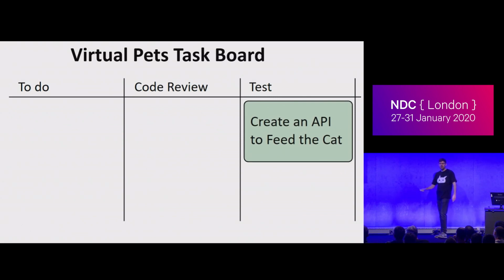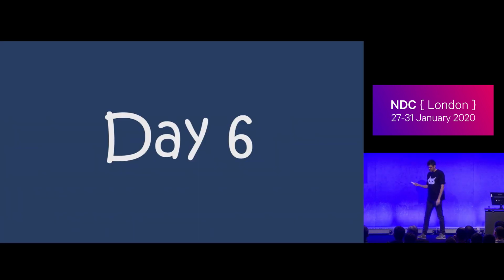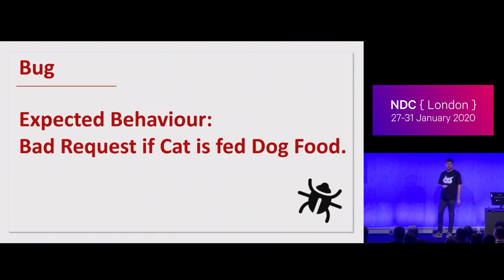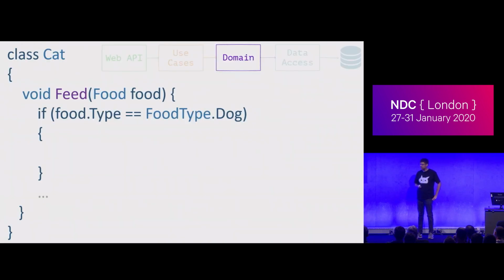Finally, we've got through code review and we're into test. And day 6, we've got a notification from the tester. It turns out we've been caught out. It's not just brown and meaty. There are other differences. And so we should give a bad request if the cat is fed dog food.